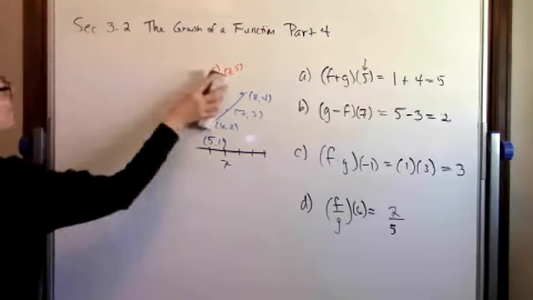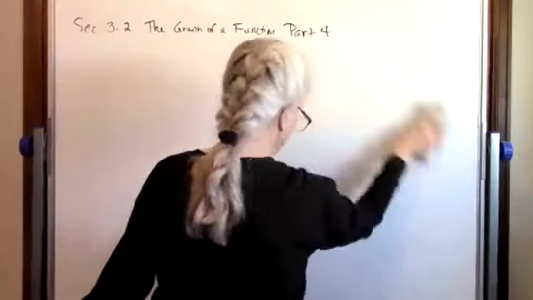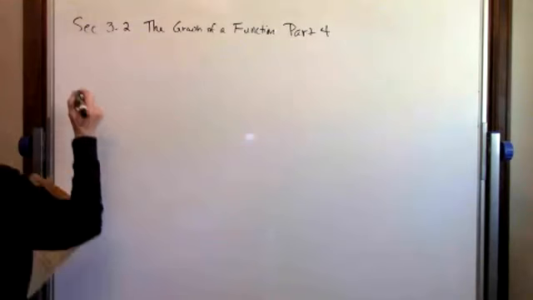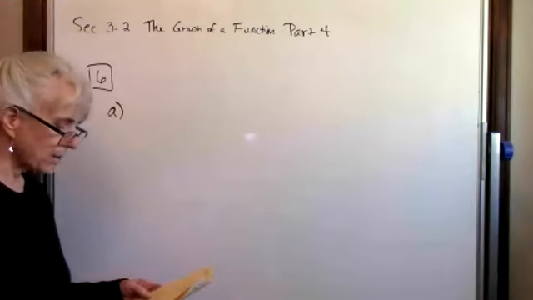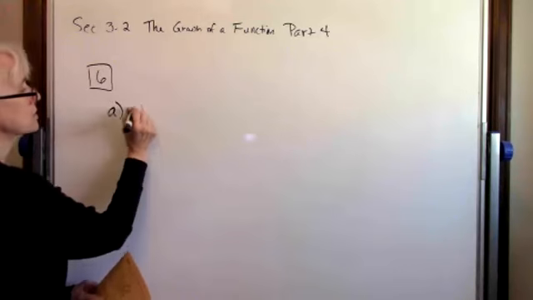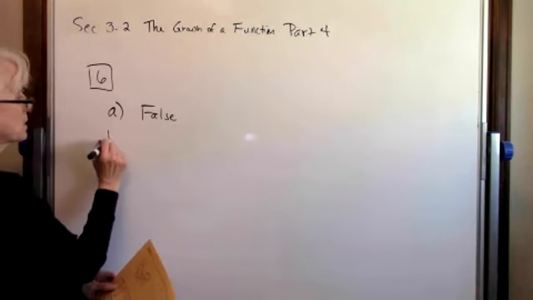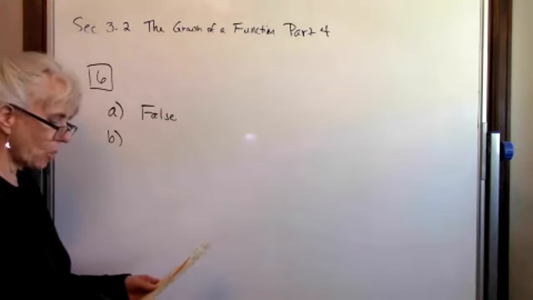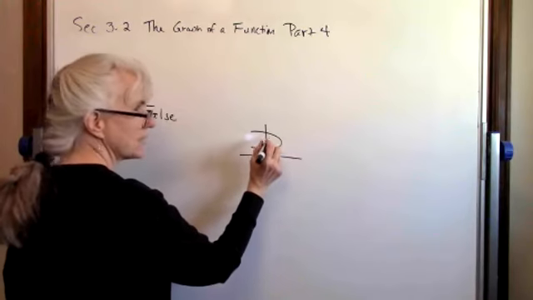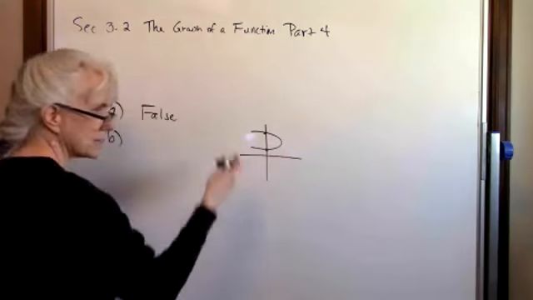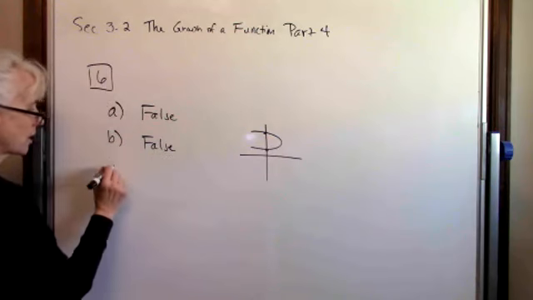And finally, in example 6, there are some true-false questions there. I'm not going to write them on the board. We're just going to try and answer them. So on example 6, part A, it asks, every relation is a function. Well, that is definitely false because we saw some graphs of relations that were not functions. Part B is asking us, a function can have more than one y-intercept. Wait a minute. If we have more than one y-intercept, aren't we crossing the y-axis twice? That's a vertical line. That is also false because that fails the vertical line test and is not a function.